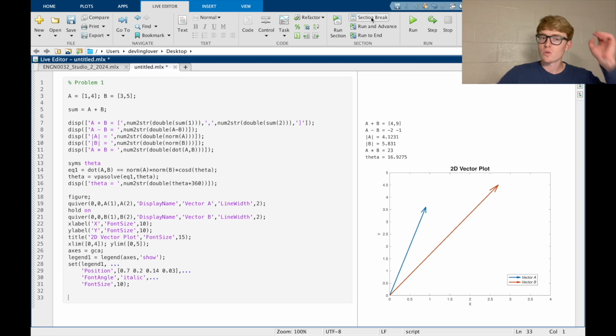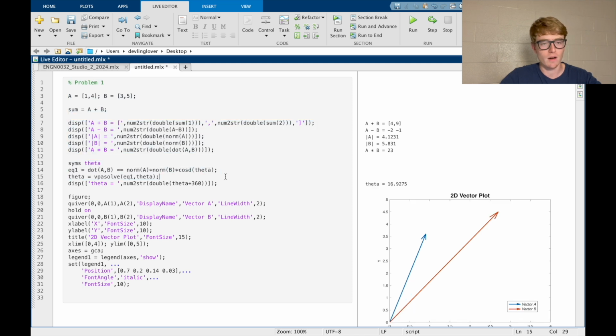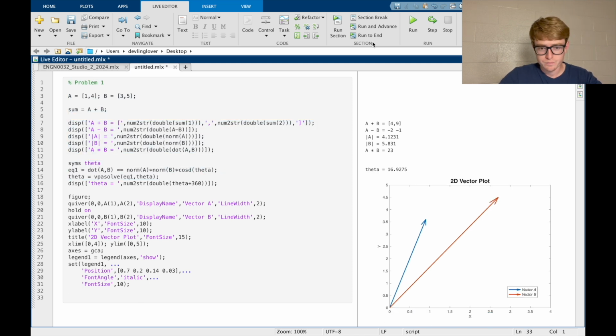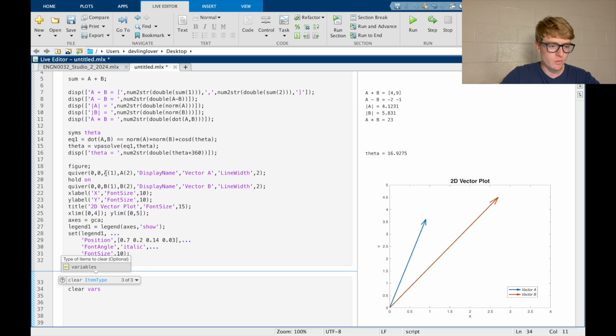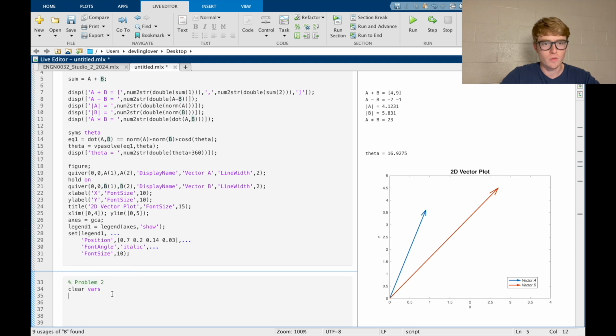So next thing we're gonna do, there's another problem. This one's gonna go super fast because I'm really just gonna copy and paste everything from the first problem and then add on to it. So, section break for the new problem. It's just a good housekeeping thing to do. And then before I do the new problem, well, let me just write a comment in here. So problem 2. So I'm gonna say clear vars so that we eliminate any references to A and all of that stuff from the first problem above. And then I'm gonna say CLC clears my command window.